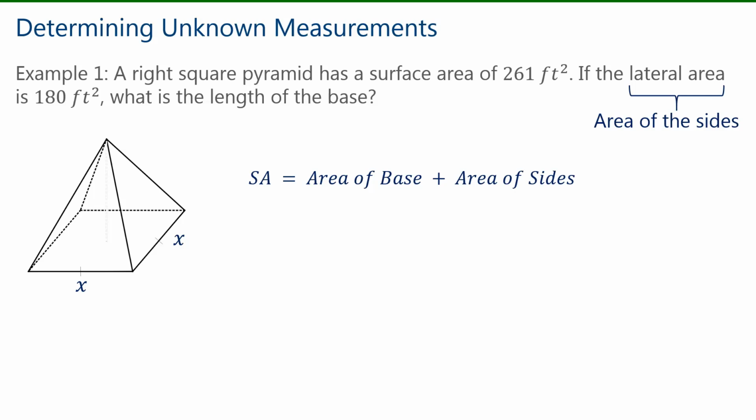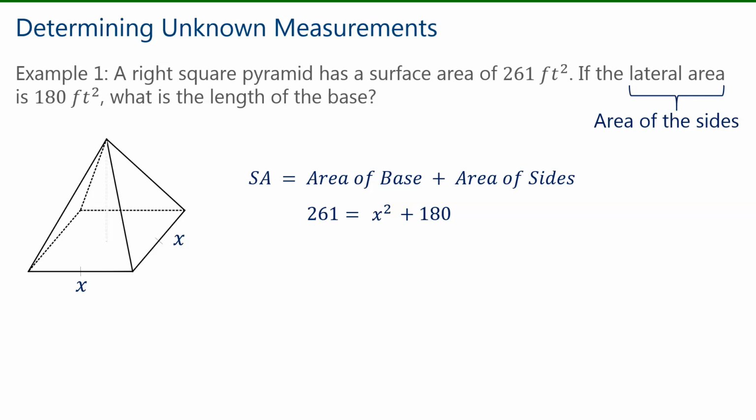We know the surface area is 261, so we can put that on the left side of the equation. The area of the base is a square, which is just x times x, so I can write that as x squared. And then the area of the sides is the lateral area, which we're told is 180. So now we just need to solve this equation for x. And to do that, you always want to isolate x.